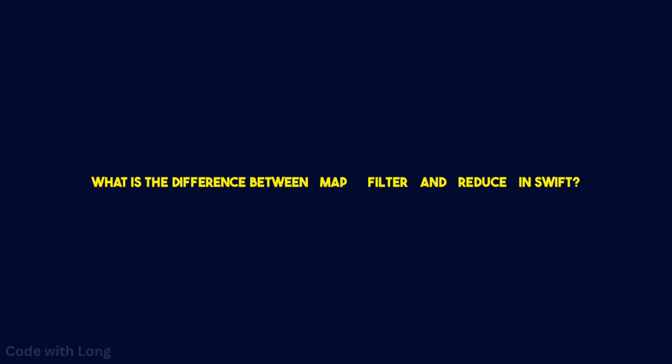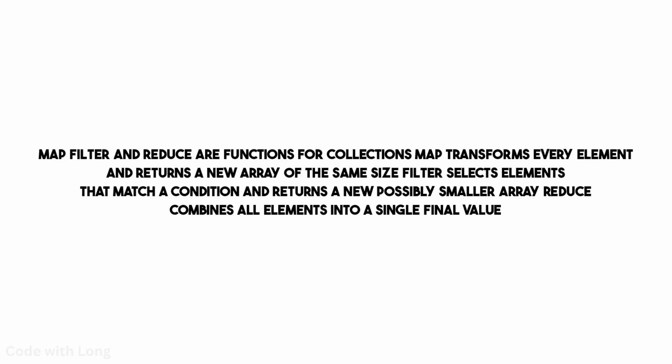What is the difference between map, filter and reduce in Swift? Map, filter, and reduce are functions for collections. Map transforms every element and returns a new array of the same size. Filter selects elements that match a condition and returns a new, possibly smaller, array. Reduce combines all elements into a single final value.